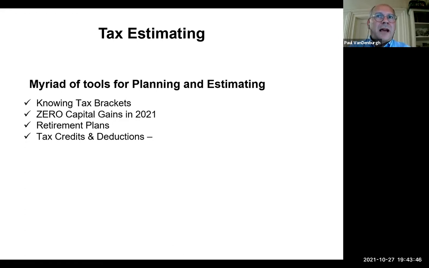Right behind this is tax credits and deductions. Along with retirement contributions, there is also a retirement savers credit. Takes money to play the game. I've said that a couple of times. You've got to put money into a retirement account in order to gain some tax credits.